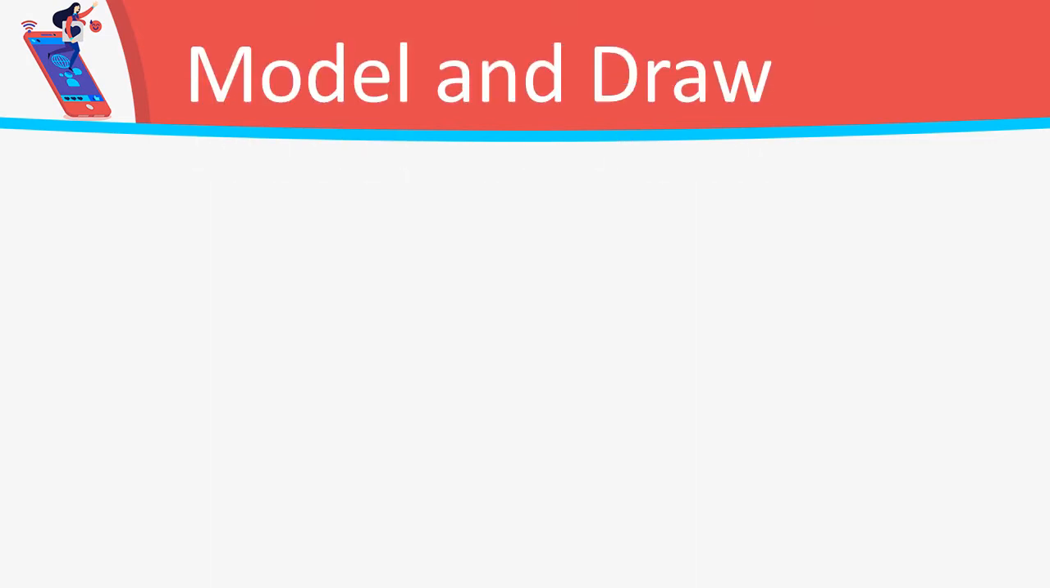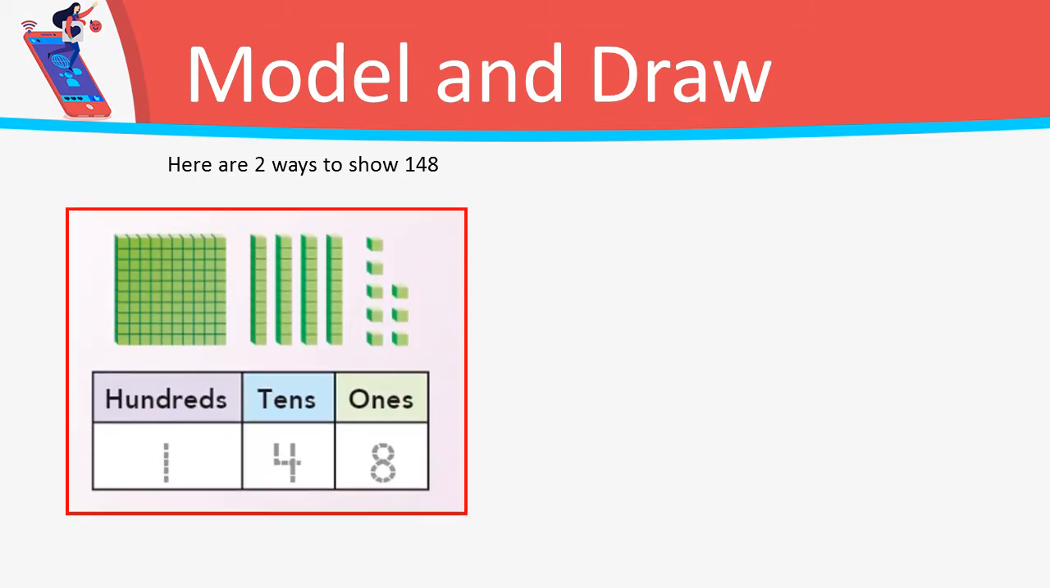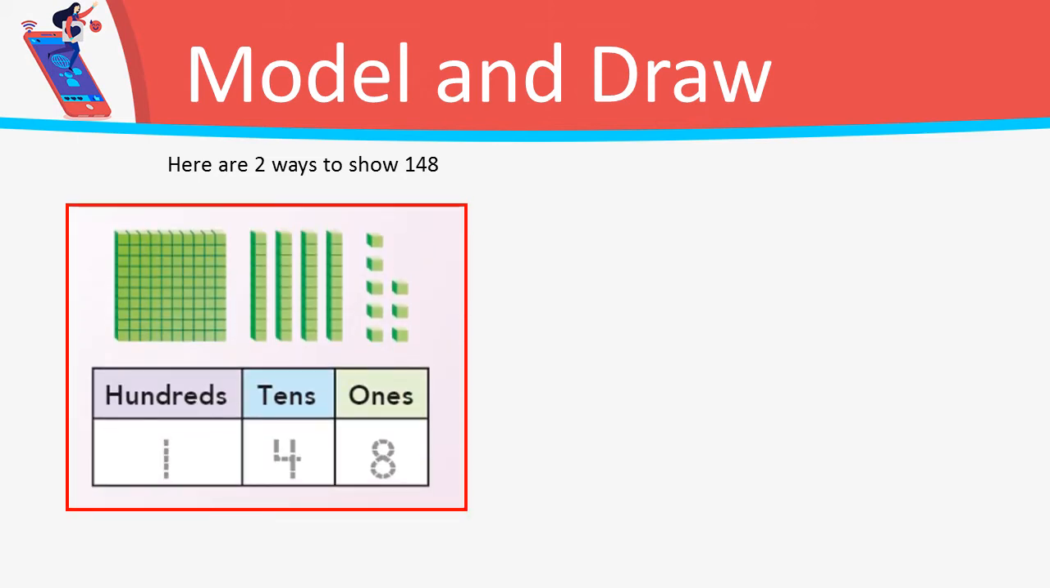Now I will show you another different way of writing a number. Here are two ways to show 148. Now as you can see, there is a chart of hundreds, tens and ones. So 148 can be written as 100. How many hundreds are there in 148? It is 100. Then there are 4 tens and 8 ones. This is easy for you now.